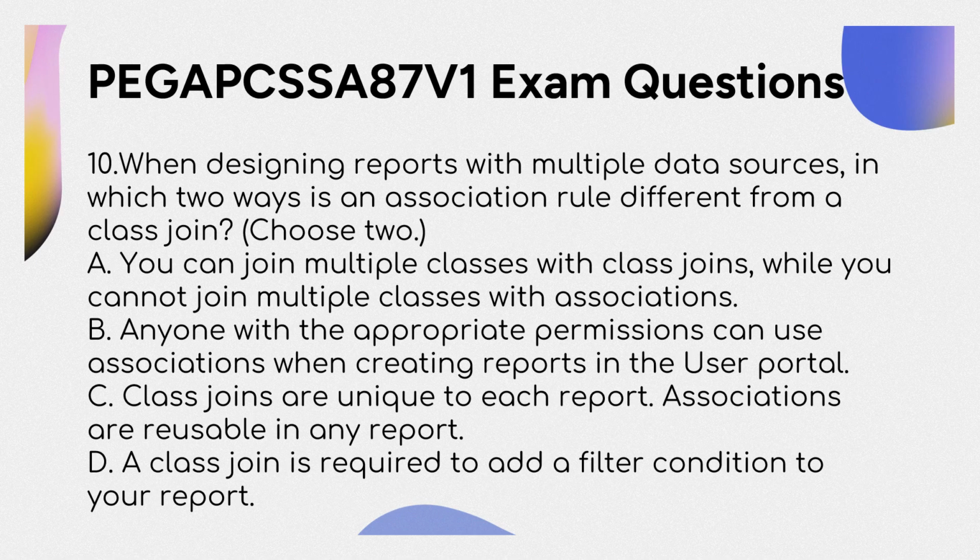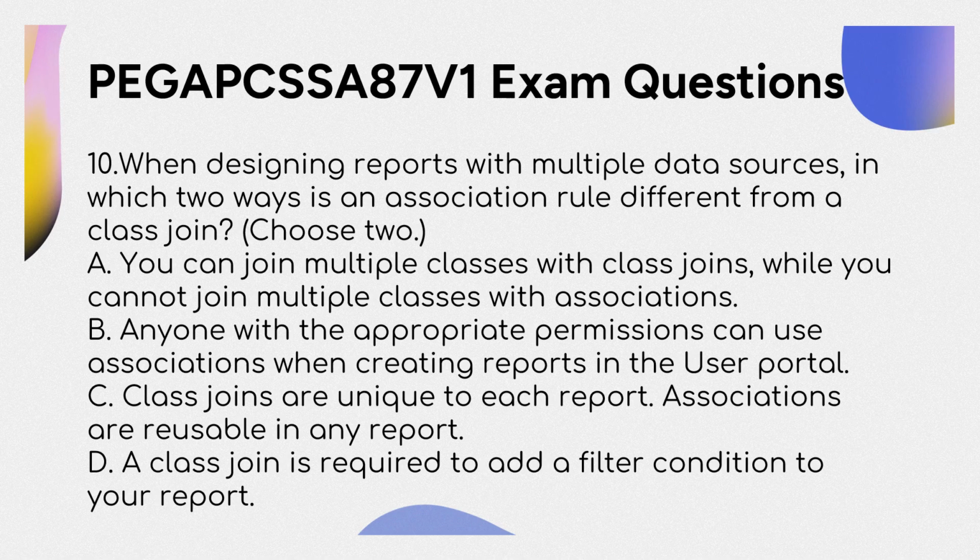10. When designing reports with multiple data sources, in which two ways is an association rule different from a class join? Choose 2. A. You can join multiple classes with class joins, while you cannot join multiple classes with associations. B. Anyone with the appropriate permissions can use associations when creating reports in the user portal.